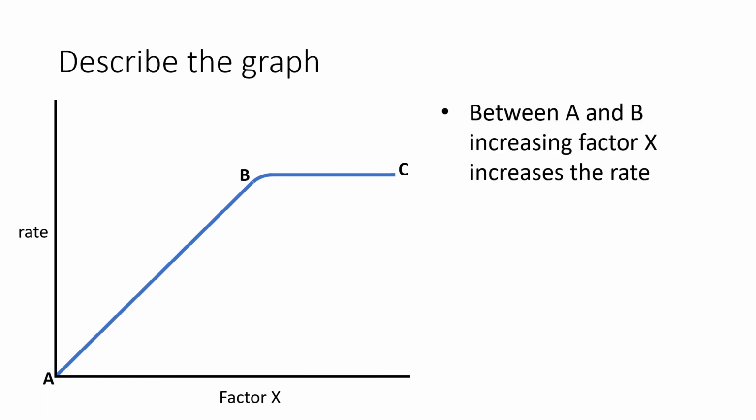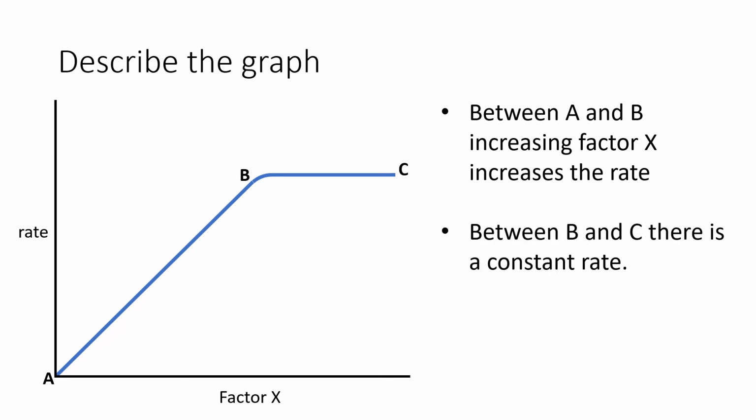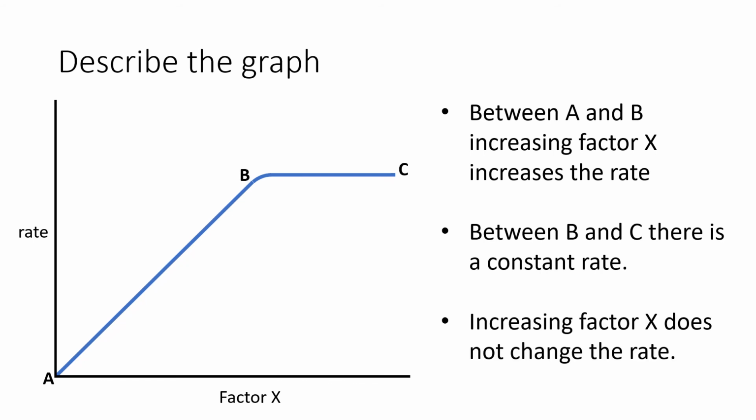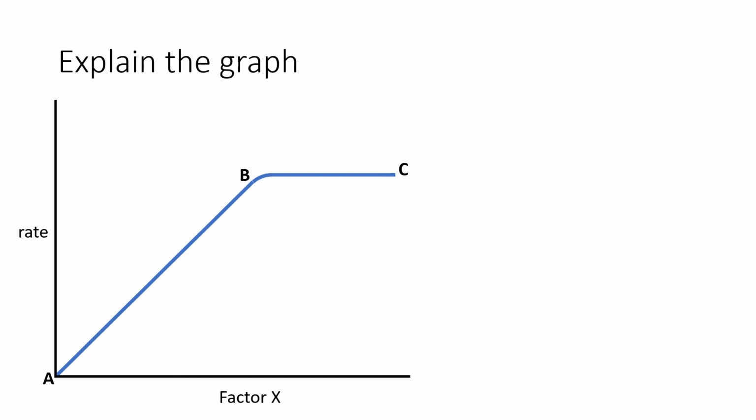Between A and B, increasing factor X increases the rate. Between B and C, there is a constant rate. The rate doesn't change no matter what we do with X. Now we've got to explain the graph. We can't just say what's happened, we have to say why it's happened. Again, pause the presentation, come up with your best answer, and when you're ready, you can restart the presentation.